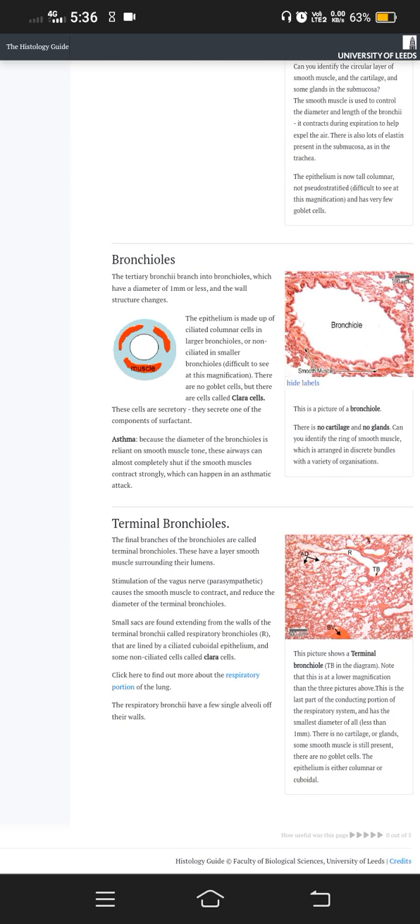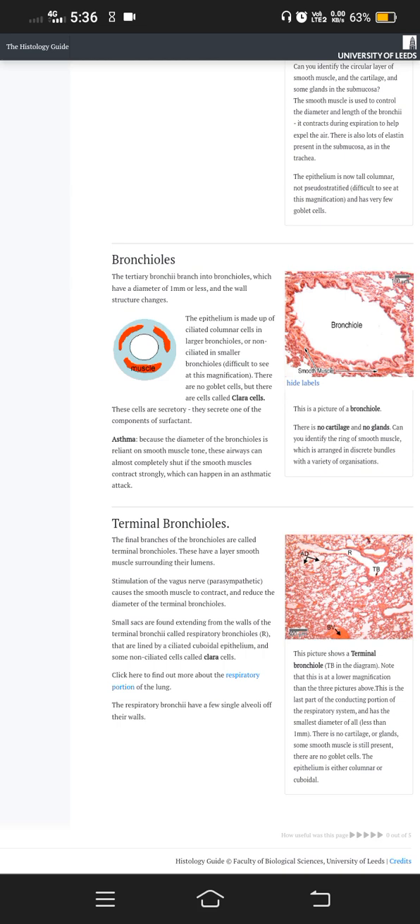Okay, so these are smooth muscles associated with that part. Then bronchiole is there. Then terminal bronchioles. The final branches of the bronchioles are called terminal bronchioles. These have a layer of smooth muscle surrounding their lumens.